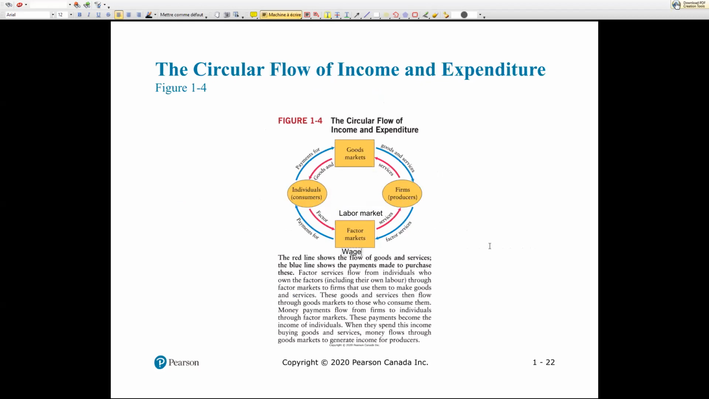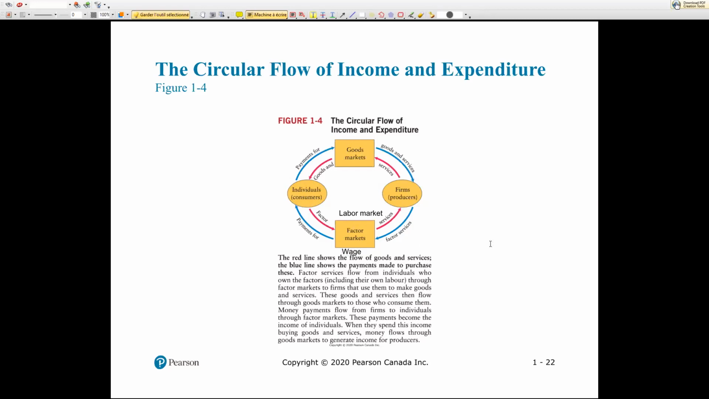And so if I have kids, what does Concordia give to my kids? Discount. Yes, education. It's goods and services, and then we pay that in tuition. So that's this circular thing happening there.